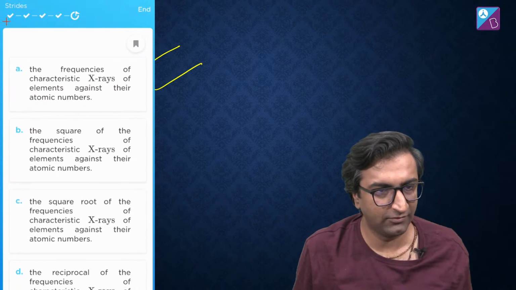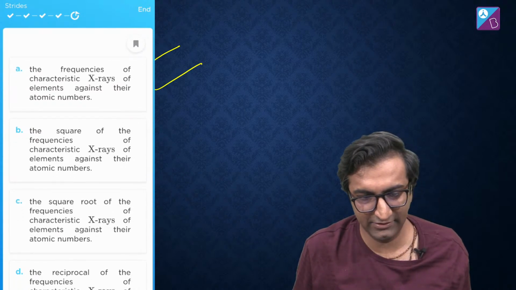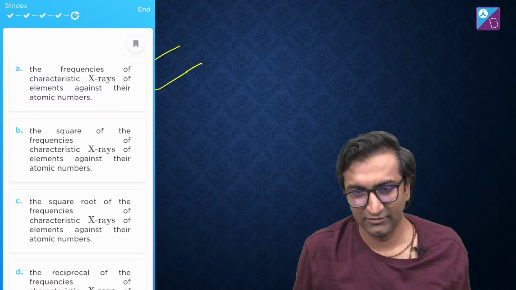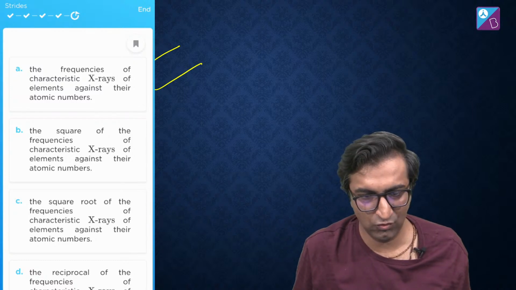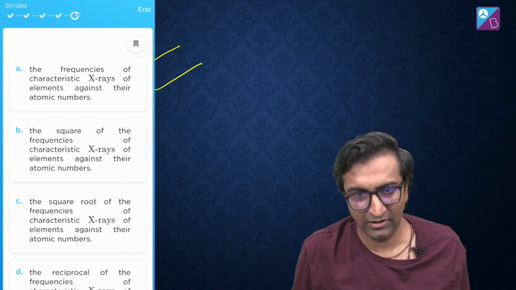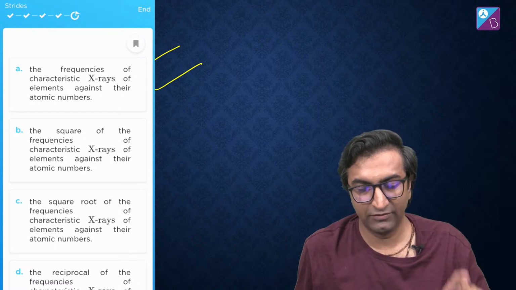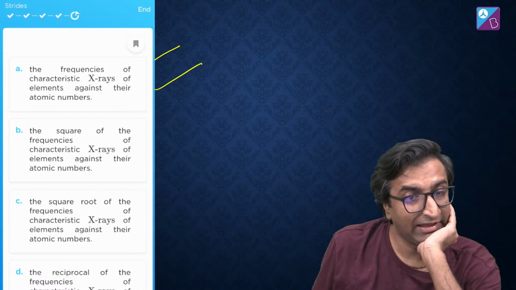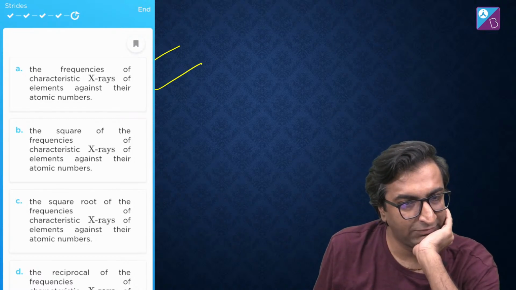You can see the options. आखिरी सवाल स्ट्राइड्स का। What did Moseley भाई साहब say and do? Ankan, please try this. Frequency of X-rays of elements against the atomic numbers.